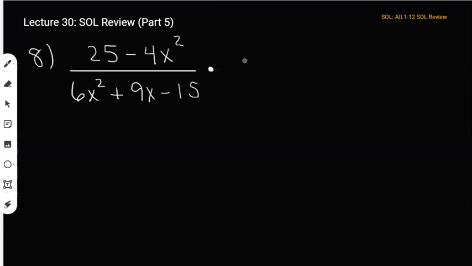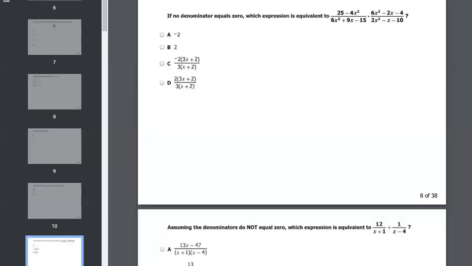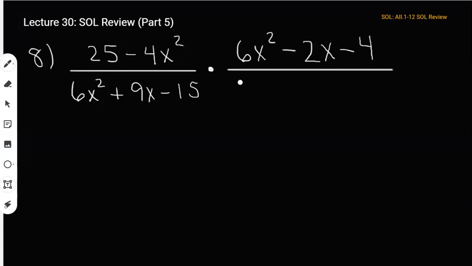6x squared minus 2x minus 4. And in the denominator, I have 2x squared minus x minus 10.